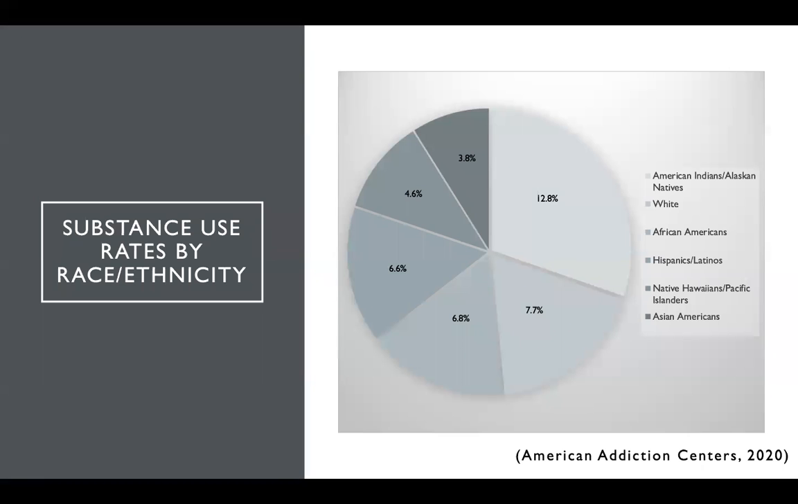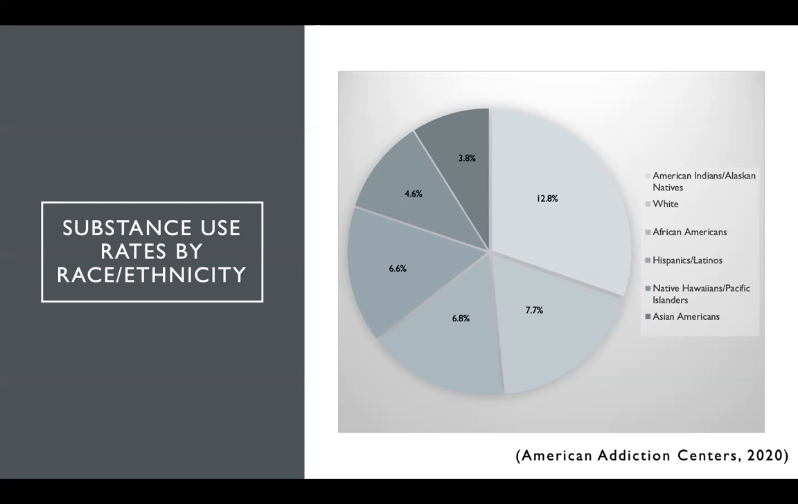Here are some substance use rates by race and ethnicity. In 2017, American Indians and Alaska Natives aged 12 and older had the highest rate of substance use and dependence at 12.8%. Whites had a substance use rate of 7.7%. African Americans had a substance use rate of 6.8%. Hispanics and Latinos had a rate of 6.6%. Native Hawaiians or Pacific Islanders had a rate of 4.6%, and Asian Americans had a rate of 3.8%.